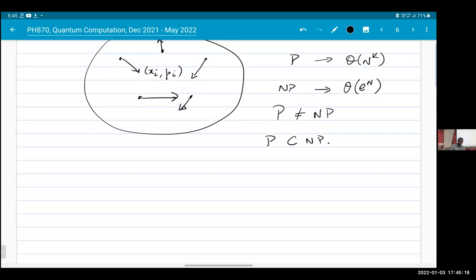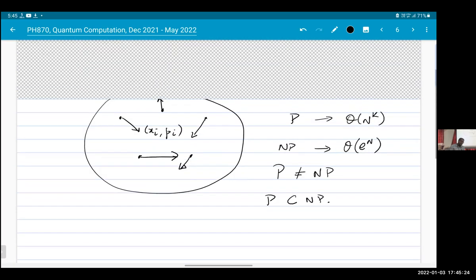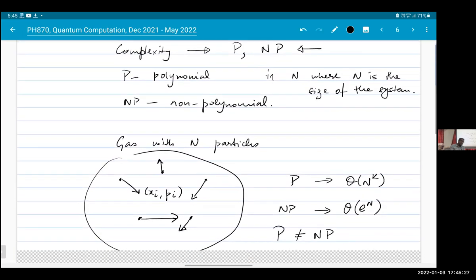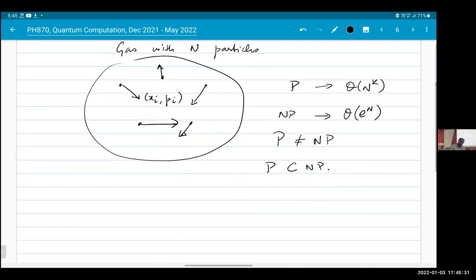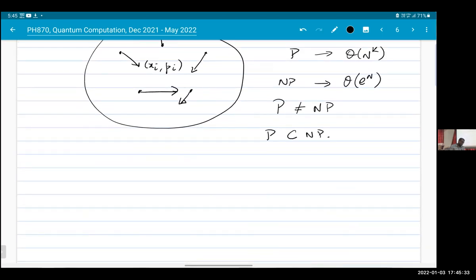So the question is, is P in NP or is P not equal to NP? Anyway, these are some labels that one gives to problems. Now, all of this is fine, until we come to quantum mechanics.